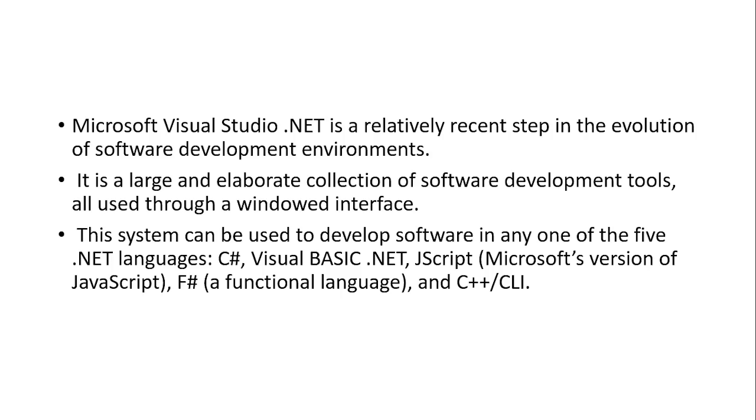The next one is Microsoft Visual Studio .NET. That is a relatively recent step in the evolution of software development environments. It is a large and elaborate collection of software development tools, all used through a windowed interface. This system can be used to develop software in any of the five .NET languages: C#, Visual Basic .NET, JScript, which is Microsoft's version of JavaScript, F#, which is a functional language, and C++/CLI.